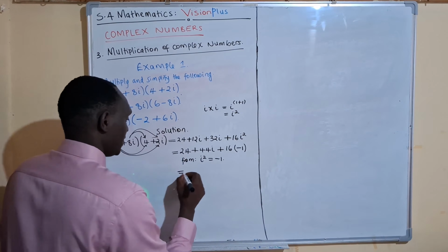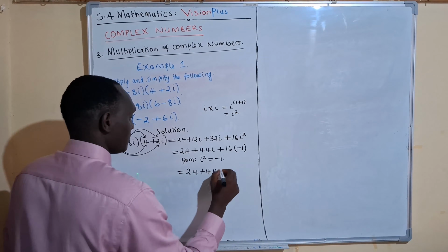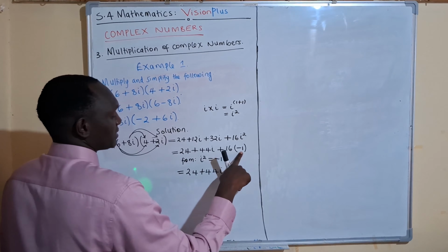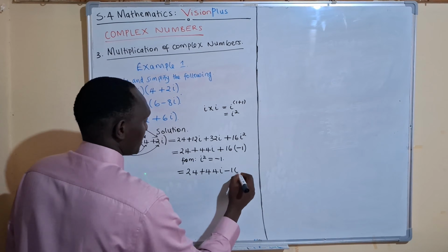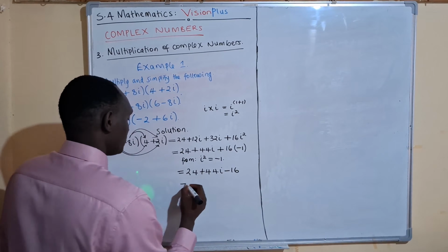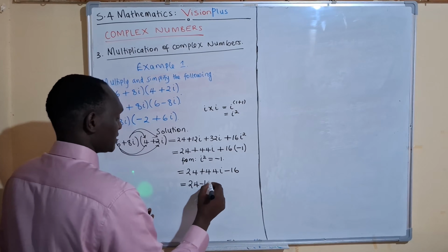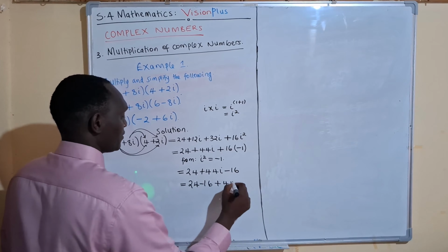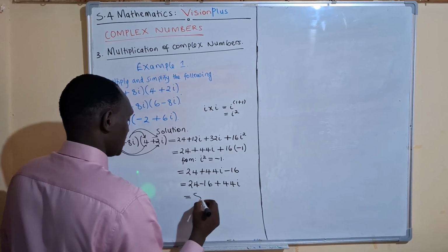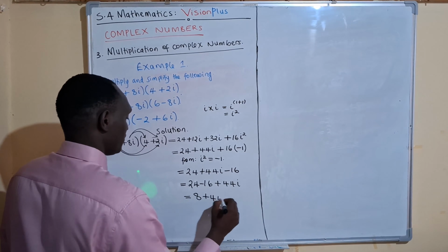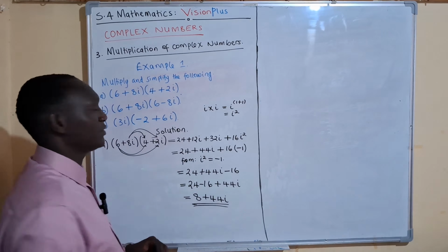That means proceeding here now, we shall have 24 plus 44i, 16 times negative 1. 16 times negative 1 is negative. So here we shall have minus 16. This will be equal to, if we collect the like terms, 24 minus 16 and then plus 44i. What is 24 minus 16? That is 8. Here we shall have 8 plus 44i. This is the solution for part A.